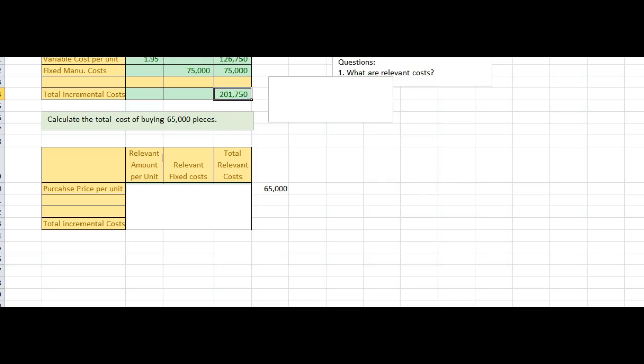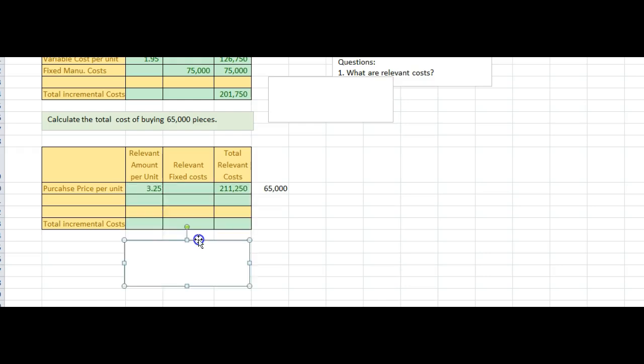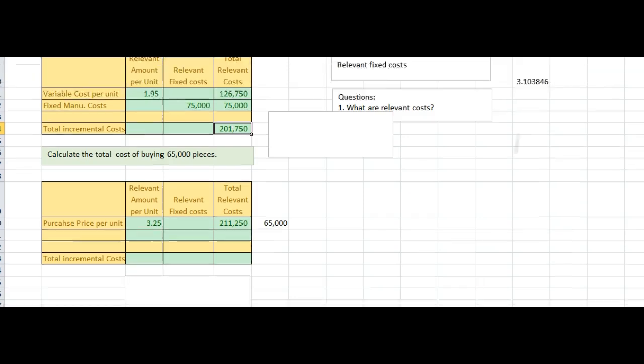And what do we get into when we get to, if we just buy it on the outside, we're going to take 325 times 65,000 and come up, it's going to cost $211,250. It's cheaper, even with the overhead, to make it in-house. So those are relevant costs.